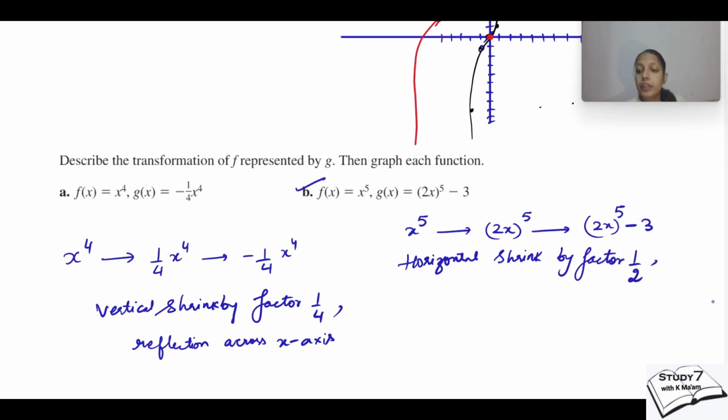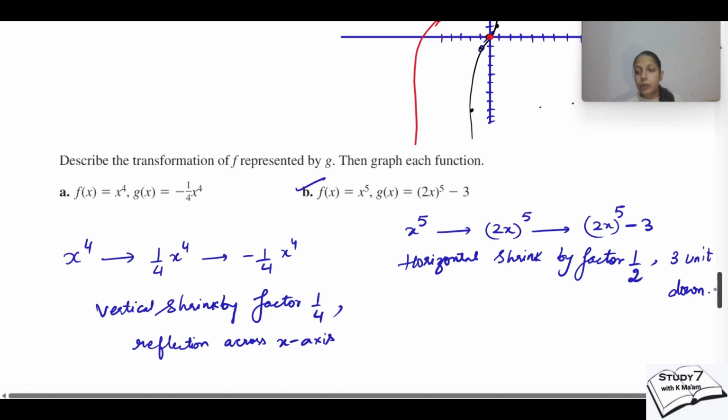And then subtract 3, so 3 units down. Okay, vertically 3 units down. This is done.